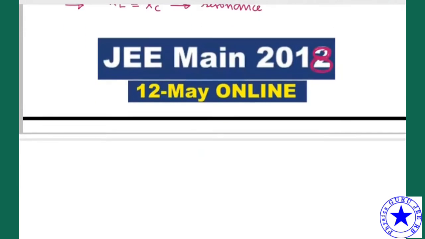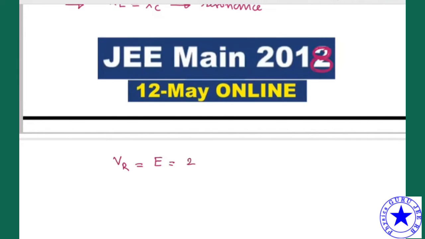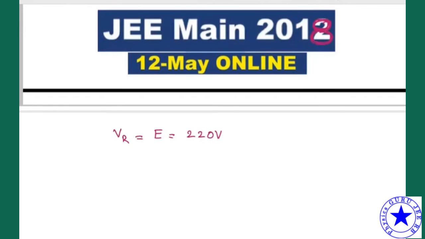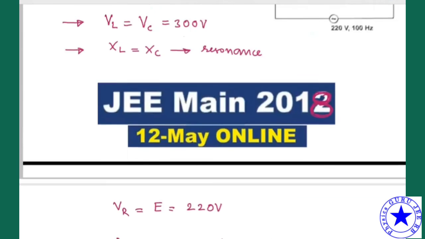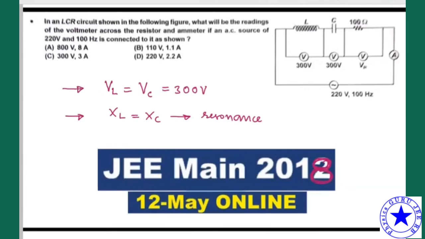Now VR equals E only, whatever input is given, which is 220 volts. The current in the circuit is purely resistive, which is E divided by R. So E is 220 divided by R, and R is 100. These get cancelled, so we get 2.2. So a very big question, but the answer is a small step. I equals 2.2 amps, which is the answer for that question. So the option will be D.